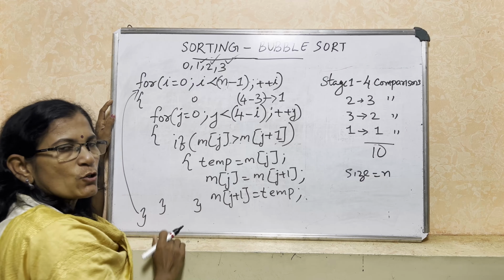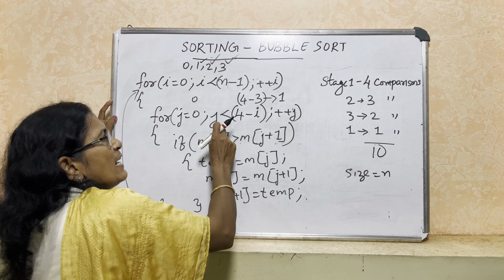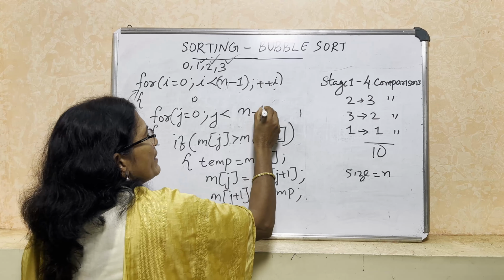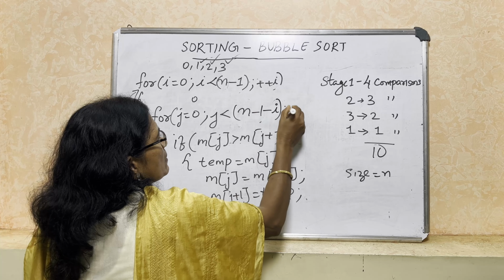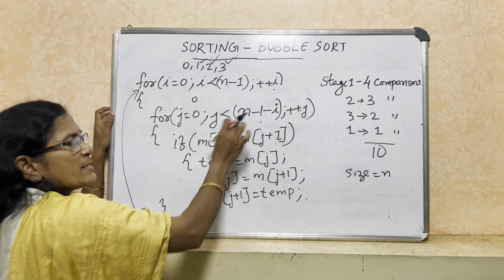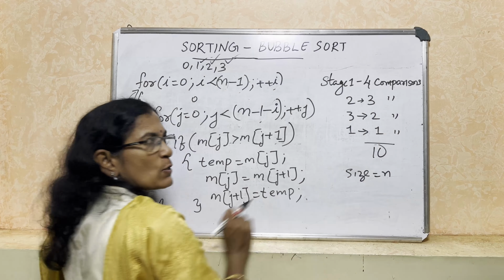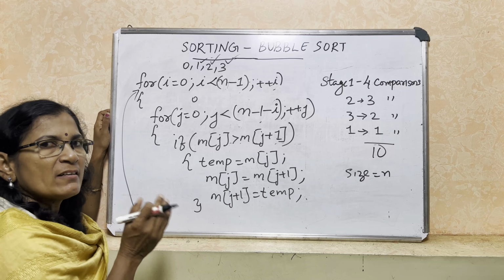Here, how should the condition be changed? j less than n minus 1 minus i, j plus plus. The upper limit should be set like this to bubble sort an array with n storage locations or n values.